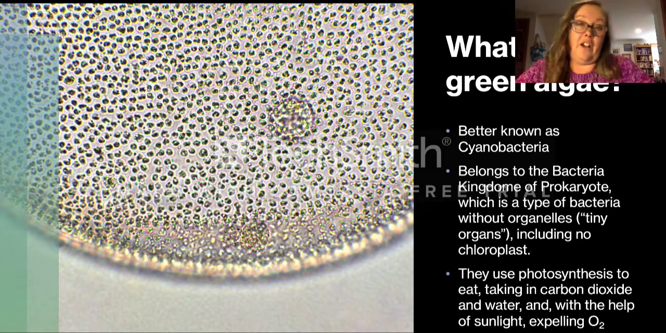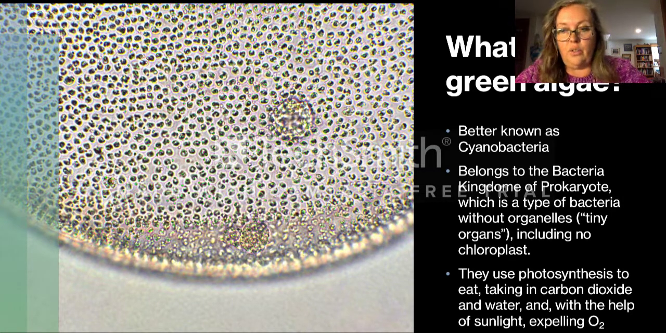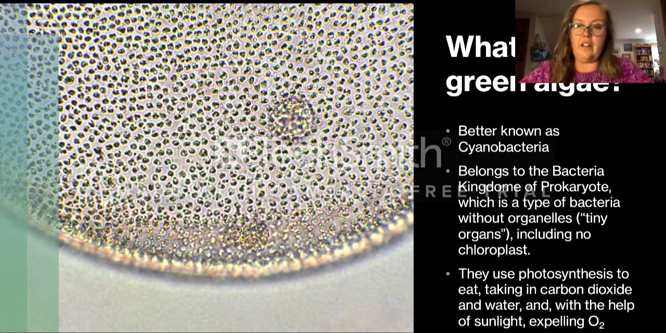So what is blue-green algae? We already talked about that it's better known as cyanobacteria. There are two kingdoms of bacteria in our six kingdoms of life, and this is the bacteria kingdom of prokaryote. That is a type of bacteria without organelles, or tiny organs, in each cell, including the fact that they have no chloroplast. However, despite this lack, they use photosynthesis to eat. So they take in carbon dioxide and water, and with the help of sunlight, they expel oxygen.